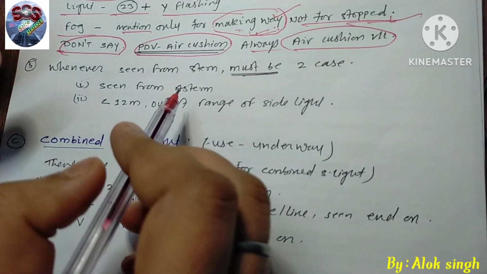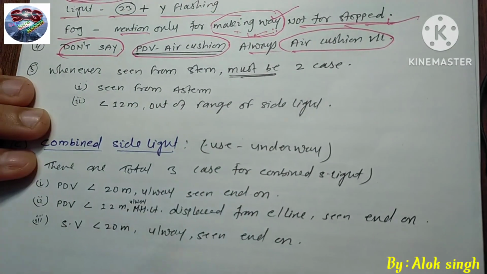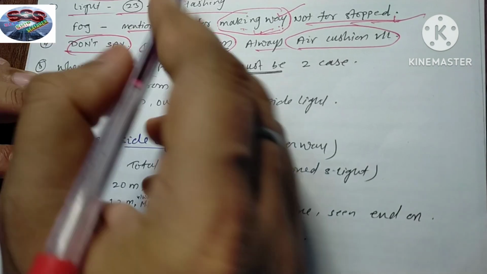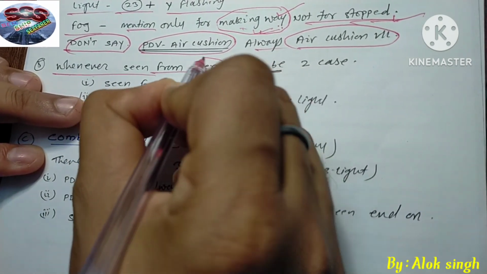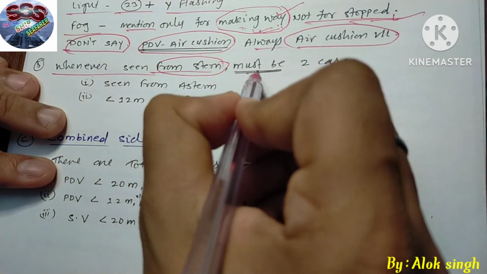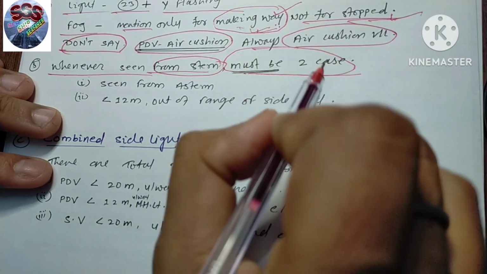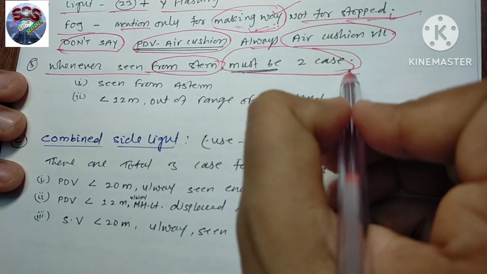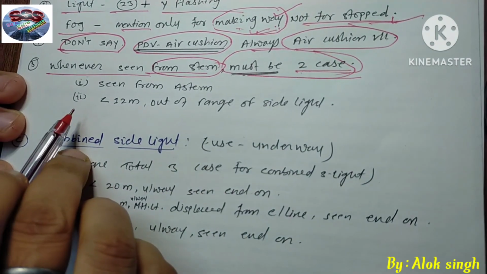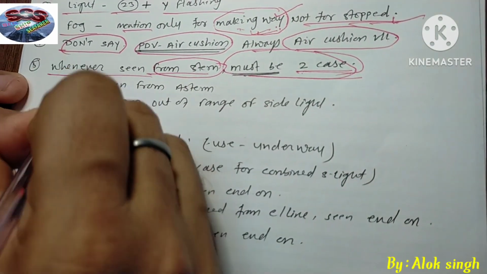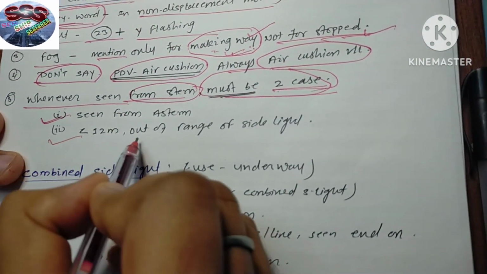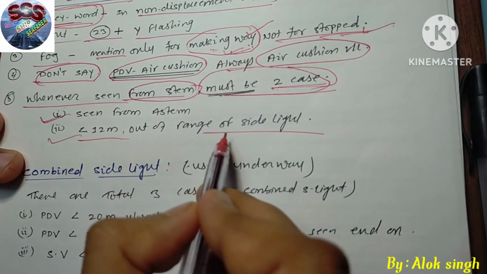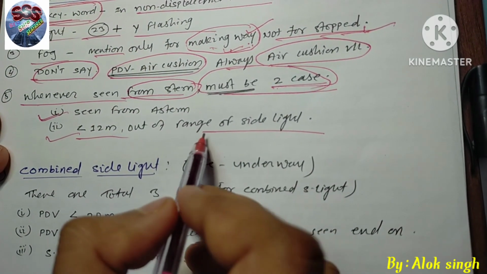To make it clear, whenever you see the yellow light, meaning an air cushion vessel from astern, then there are only two cases. So don't hesitate, don't get confused. Only two cases are possible. The first one: either you are seeing this vessel from astern, or a vessel less than 12 meters is out of range of the sidelight because of the range of visibility as per Rule 23.